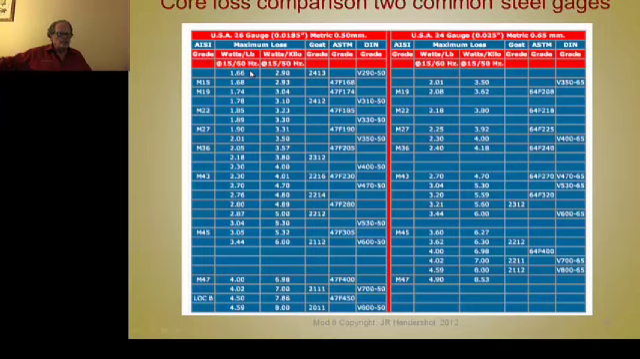This is equivalent to about a half a millimeter, and this one's a quarter of a millimeter. So let's do a comparison here. A very common electrical steel is this M19. With 26 gauge M19, the core losses are 1.74 watts per pound. That same thing in a thicker gauge jumps up about 15%, so it's 2 watts per pound.